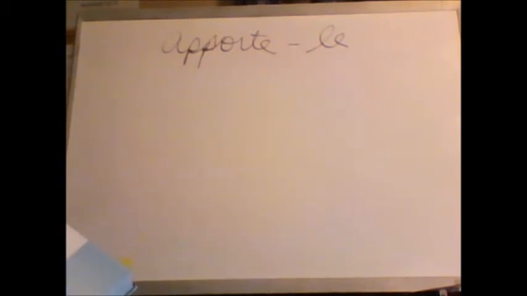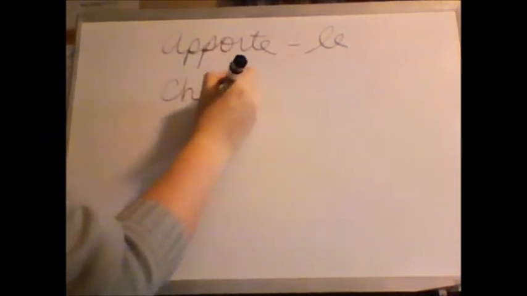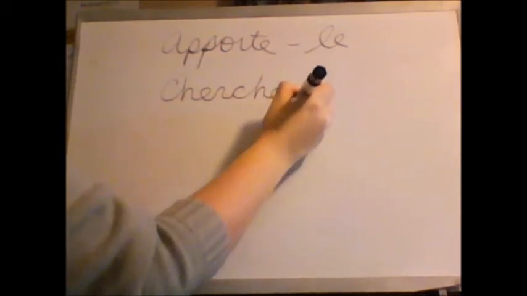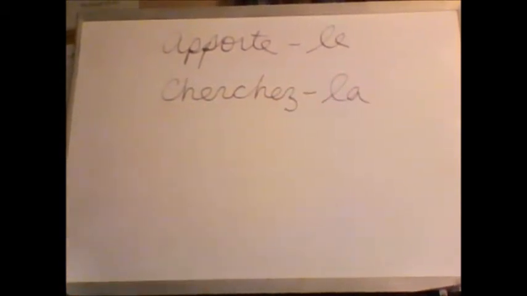Numéro 2. Devons-nous chercher la brebis perdue? Must we look for the lost sheep? And we're going to say look for it. The question is being asked in nous, so we're going to answer in the vous form. That gives us cherchez. And la brebis is la. Cherchez-la. Look for it.